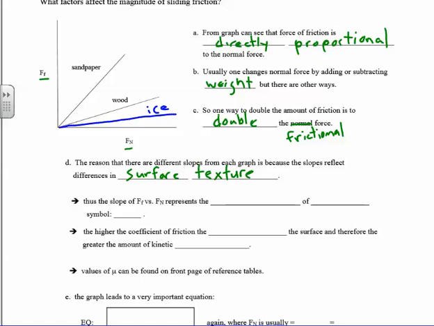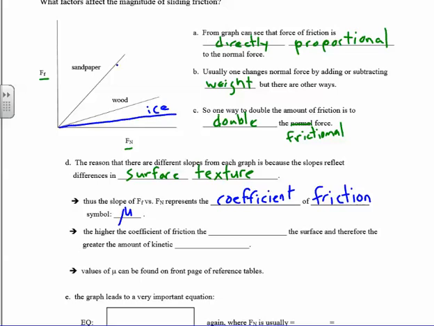And so when we find a slope, and we're indirectly using that to indicate the surface texture, we want to give it a name. The slope represents what we call the coefficient. Coefficient is just a fancy way of saying a number of friction, and it is given a symbol, the Greek letter mu. It looks like a u with a little tail on it.